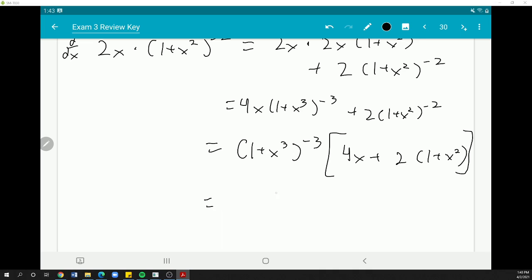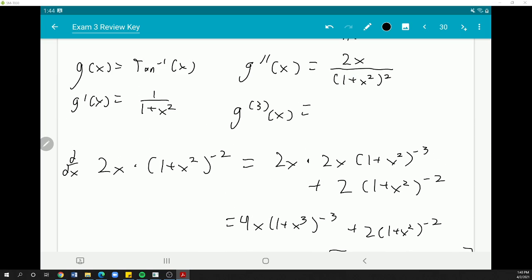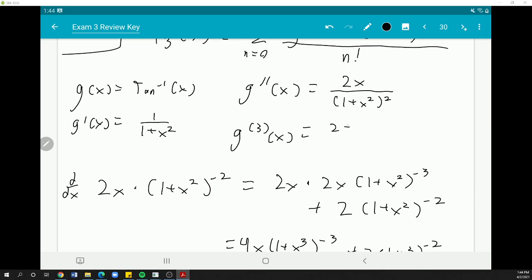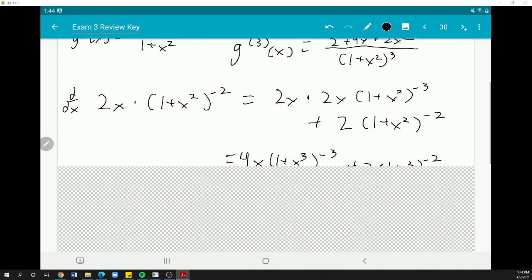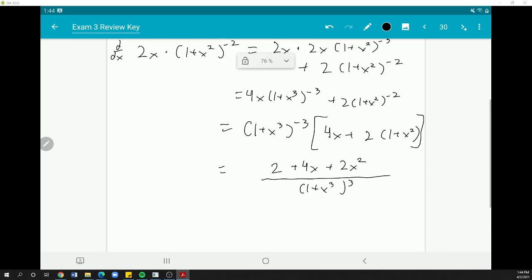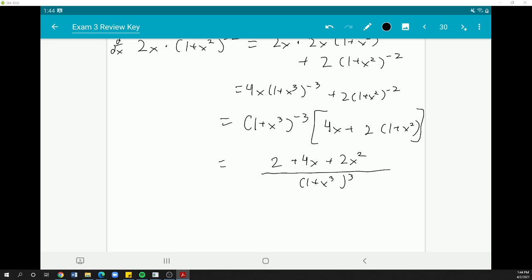And so finally I get 2 plus 4x plus 2x squared, divided by 1 plus x squared, cubed. So all that for that: 2 plus 4x plus 2x squared over 1 plus x squared, cubed. Okay, so how much room do I have? Not too much, but we'll leave it because I wrote it.